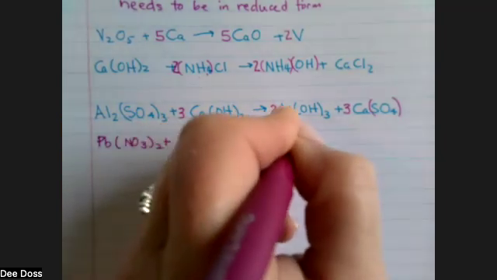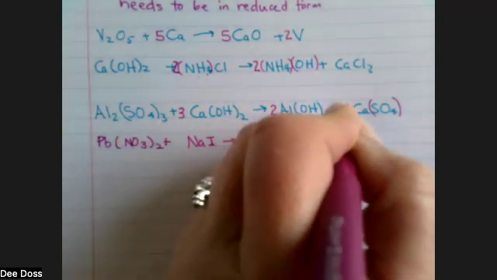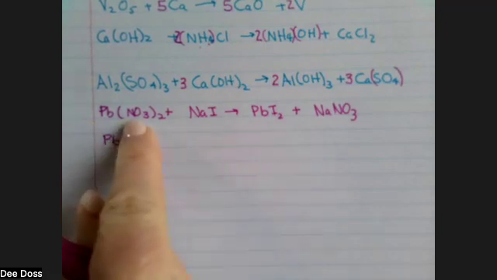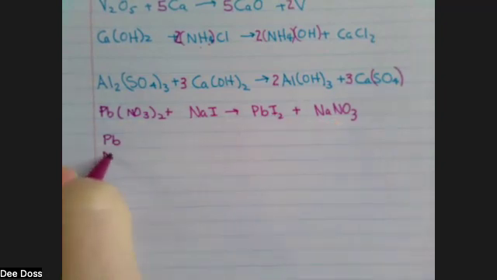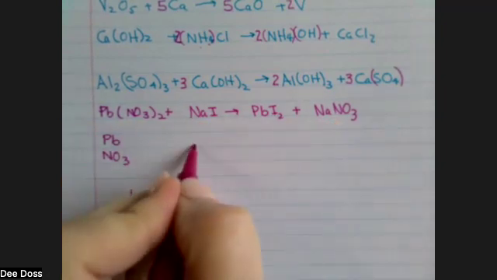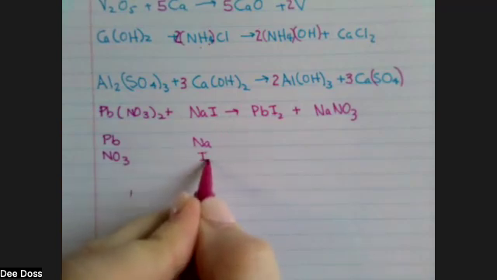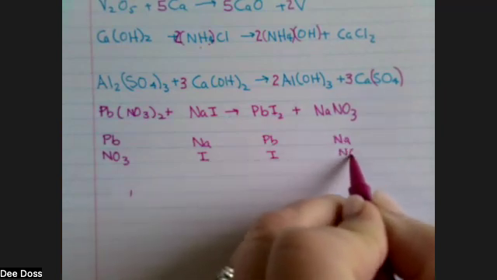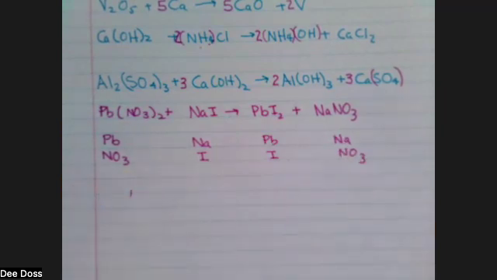And this is the one that we wrote out. So another way you could do this, and this might work for some of you because different people learn different ways, is you can list everything below it. So I have a Pb. I'm keeping my NO3 together because it's on both sides. I have an NO3. Over here, I have an Na and an I. Here I have a Pb and an I, and here I have an Na and an NO3. You do not have to do it this way. I'm just showing you this way because some of my students in the past, this made more sense to them.